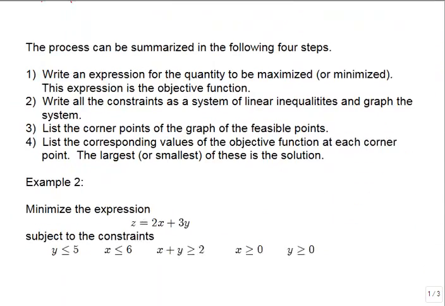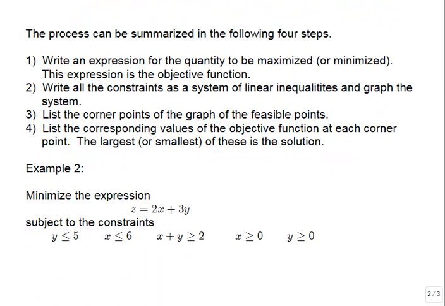So let's summarize this process that we just talked about. Here are the 4 steps that you want to go through. Number 1, write an expression for the quantity that you want to maximize, or sometimes these problems are looking for a minimum. So either maximize or minimize, and that is called your objective. So whatever it is you want to maximize or minimize, write out a formula for that, and that is your objective.